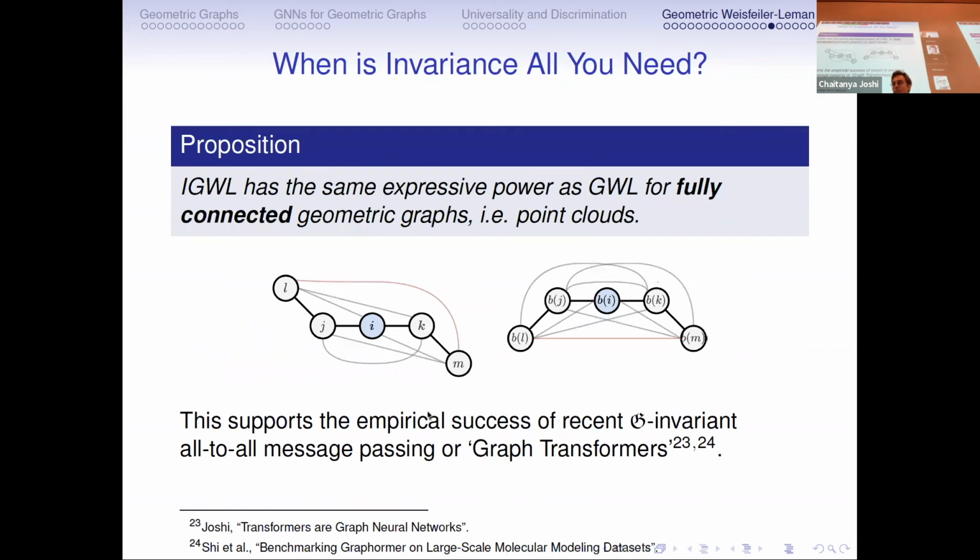As a short aside, it also tells us when the invariant information, in principle at least, captures all that we need. It is exactly when two graphs do not differ in their one-hop neighborhood. And when do they never differ? Well, if we connect everything to everything, then the one-hop neighborhood is the entire graph, and so we can always distinguish the entire graph. This empirically gives us a way of saying why some of these graph transformers might be so powerful.